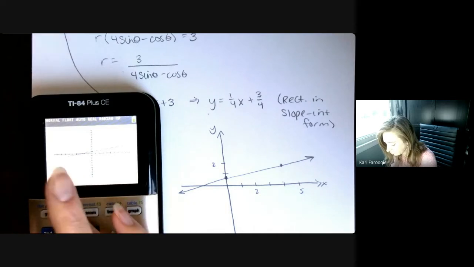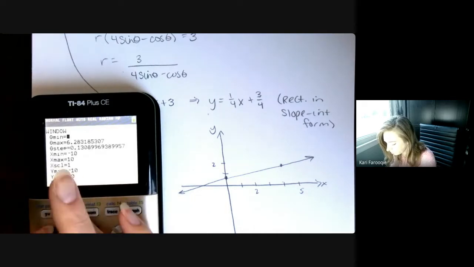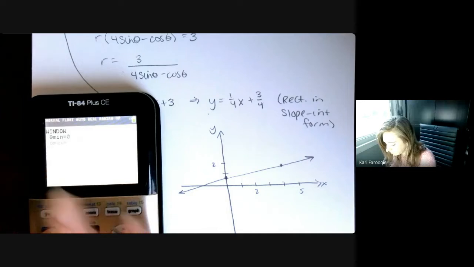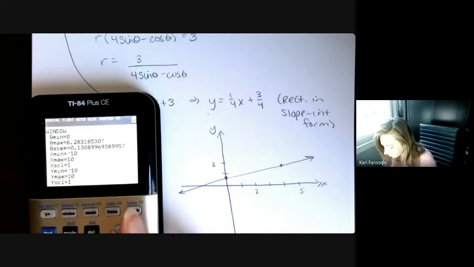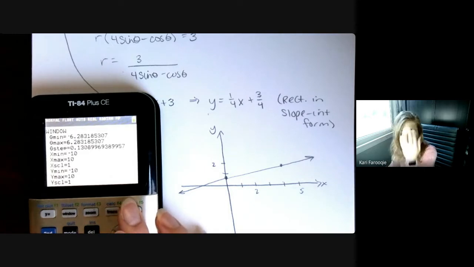So if you go to your window, very similar to what we did for the parametrics, you can always change your thetas. I was at a theta min of 0 and a theta max of 2 pi, but you can make that as big or small as you'd like. Maybe I want to say negative 2 pi even, just to see what happens, and then keep your theta max at positive 2 pi, see if that affects your graph. You can sort of play around with this.